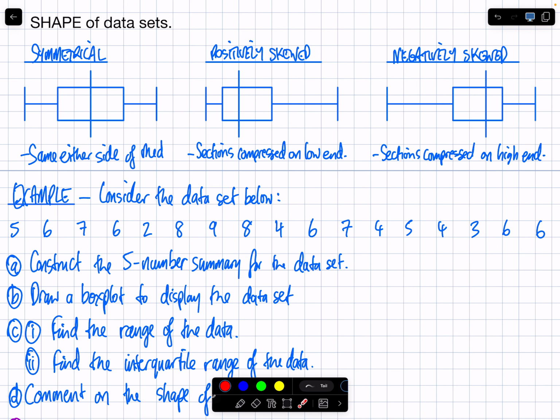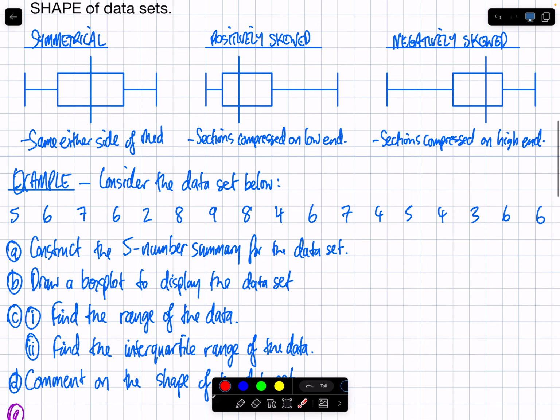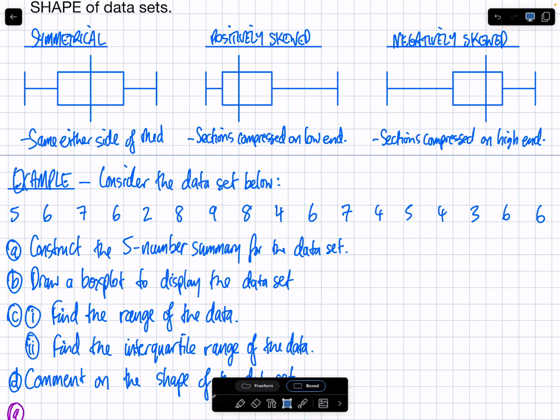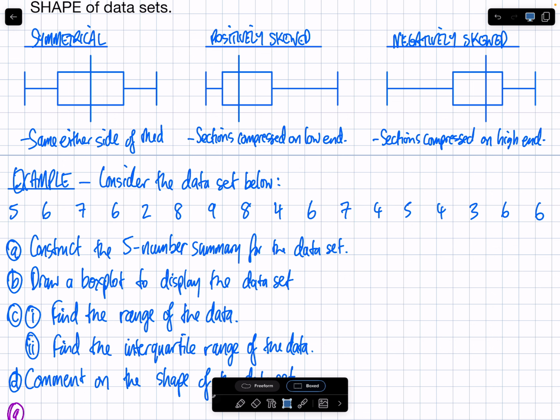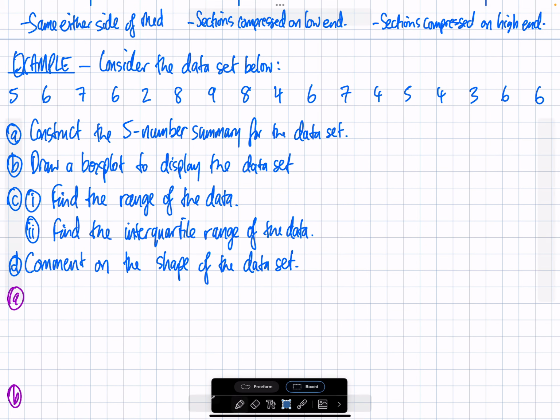So get those little shapes down for your box plots, for skewness. I'd like to run an example of this. All right, I have a data set here. It's written raw. Is that data set in order? No. Can I easily find the 5-number summary for it right now? What do I need to do to find the 5-number summary? Put it in numerical order. So I want to write it in numerical order.